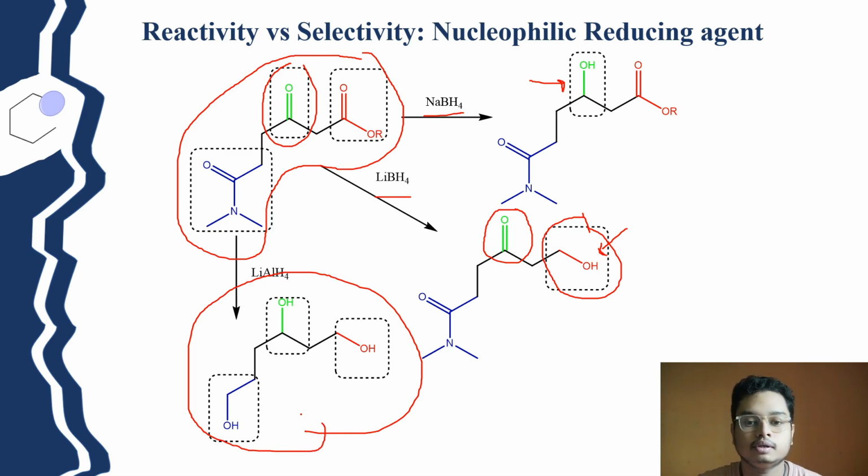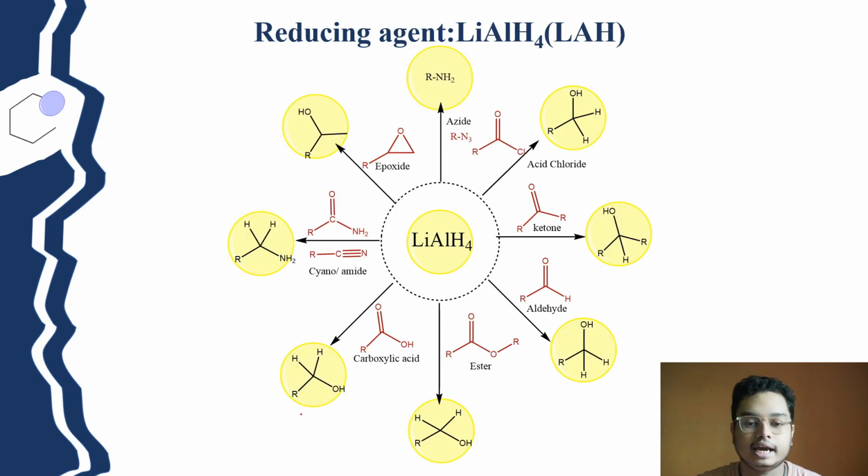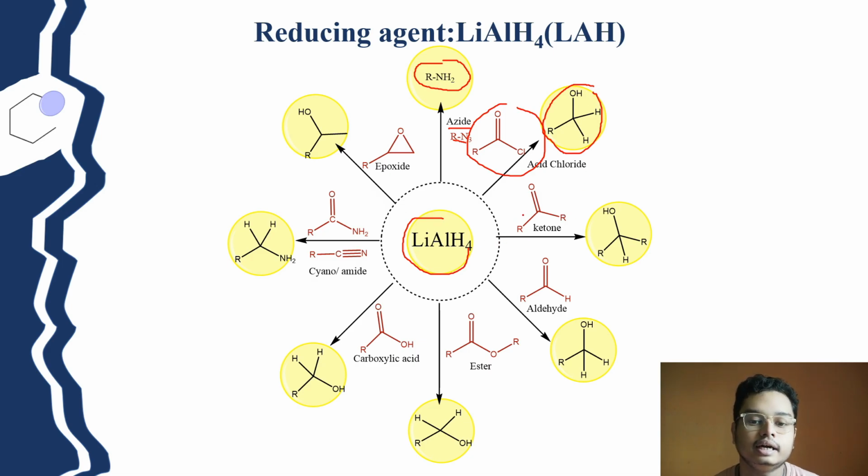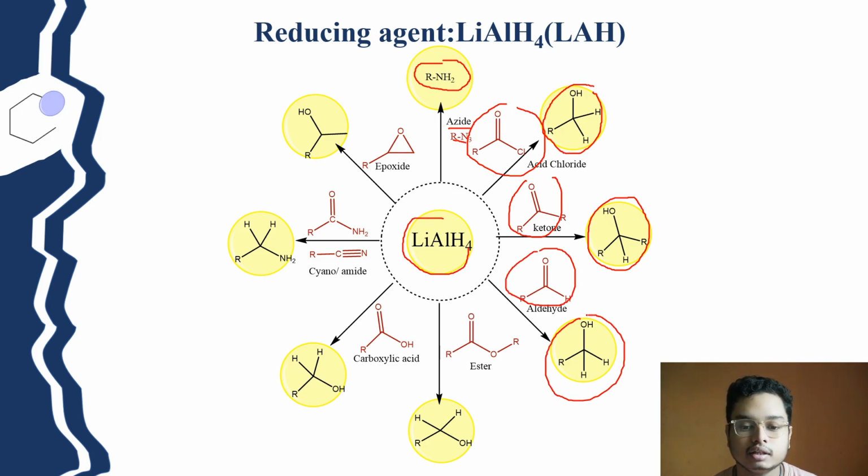Now let us talk about the lithium aluminum hydride based reactions. So here is lithium aluminum hydride. It reacts with azides, RN3, to give the amine. Similarly, it reacts with acid chloride to generate the corresponding alcohol. It reacts with ketone to give the corresponding secondary alcohol. It attacks the aldehyde to generate the primary alcohol.